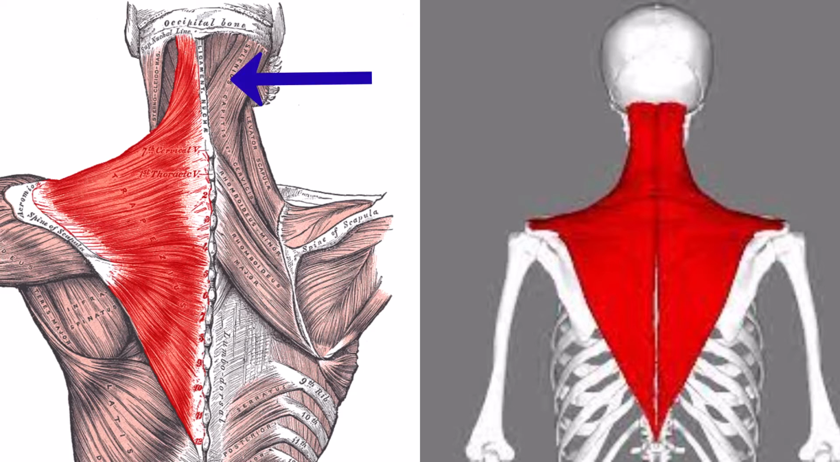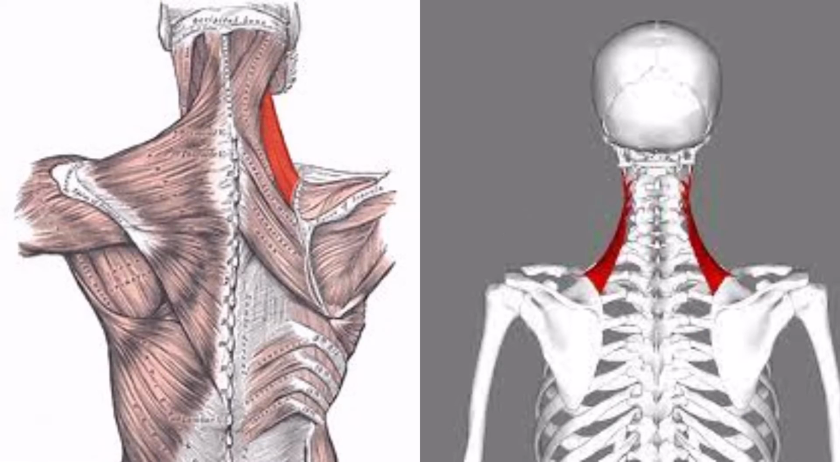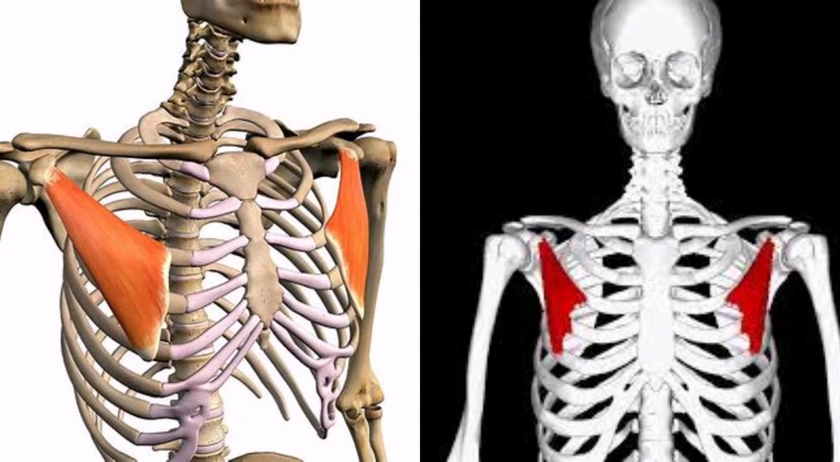So the most responsible muscle groups for this reason are your upper, middle, and lower trapezius muscles, rhomboids major and minor, serratus anterior, levator scapulae, and pectoralis minor.